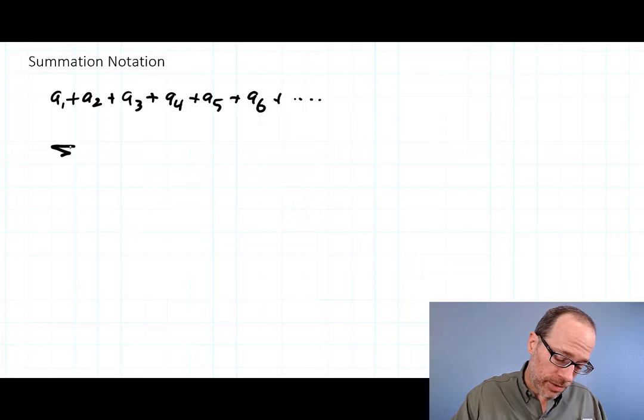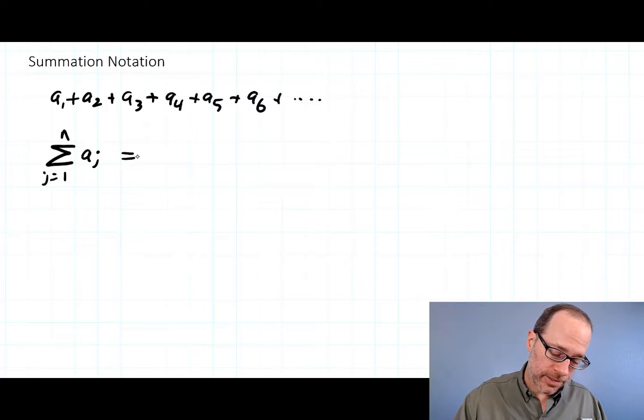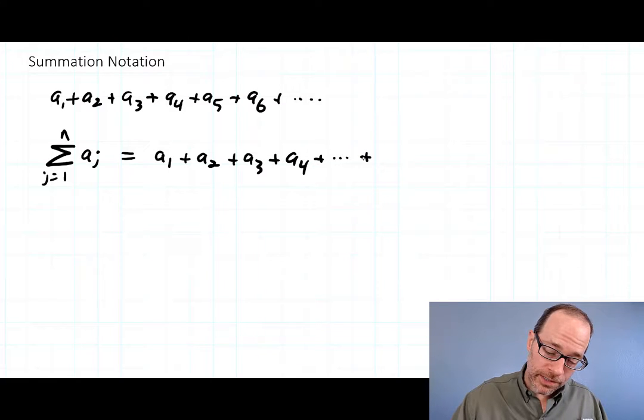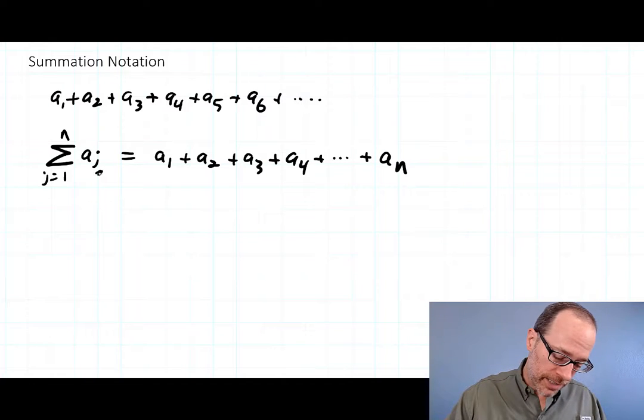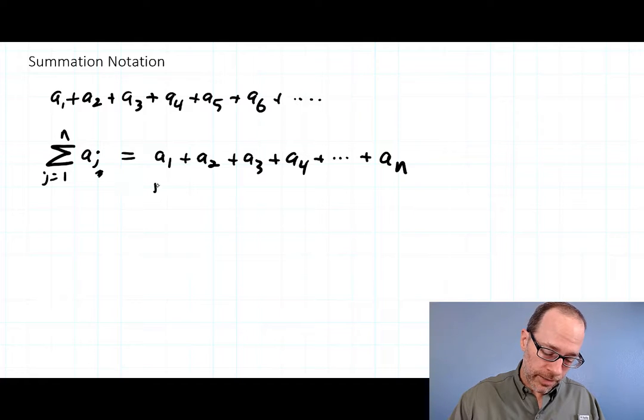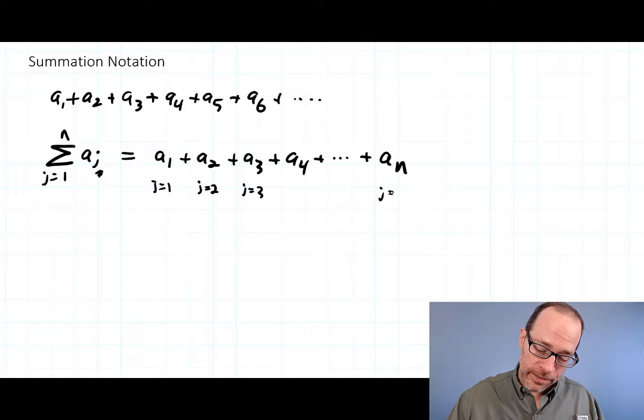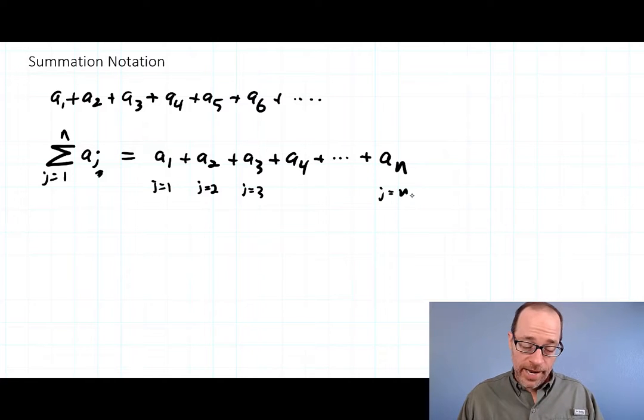This notation here, the sum from j equals 1 up to n of a sub j, means, so I'm telling you what that symbol means, start with a1 and then add a2 and then add a3 and add a4 and keep doing this until you get all the way up to a sub n. This j here is acting sort of like a dummy variable. First you plug in j equals 1, then you plug in j equals 2 and add it, then you plug in j equals 3 and add it, until you get to the very end, you plug in j equals n and add that and stop.